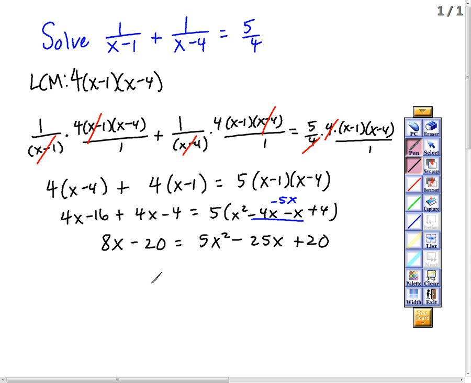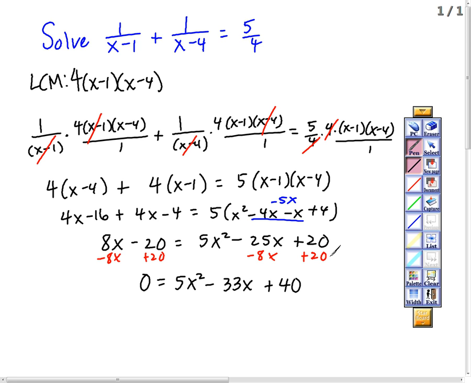I'm going to move everything to the right-hand side. So I'm going to subtract 8x and add 20. Minus 8x, add 20. So I get 0 equals 5x squared. Did I do that right? Minus 8? Okay, so that's what? Minus 33x plus 40. Check me. 8 plus 5 is 13. Looks good. Okay. Now I need to solve this.